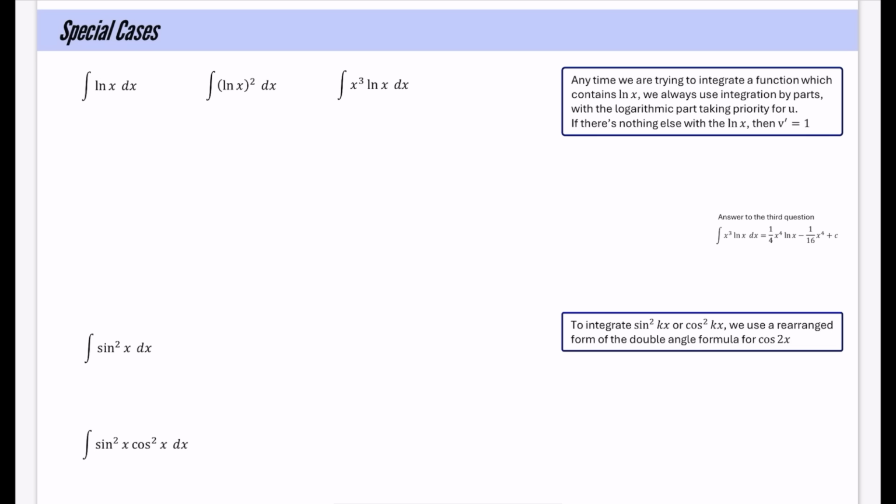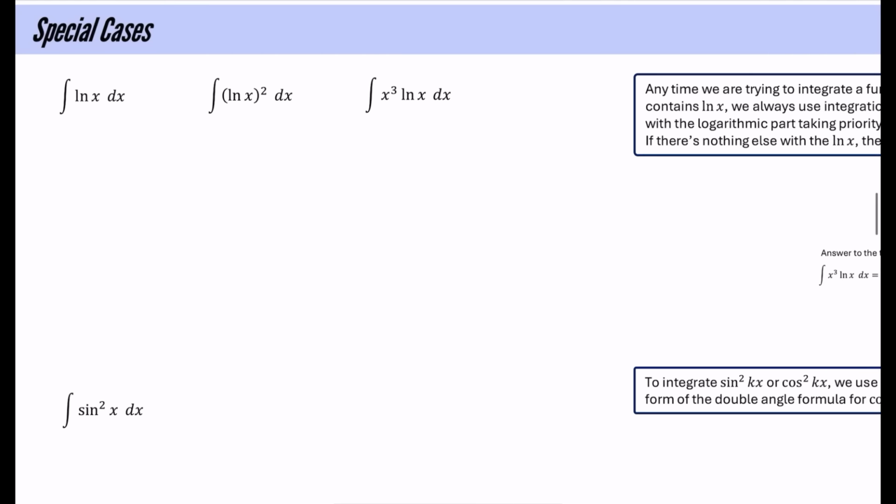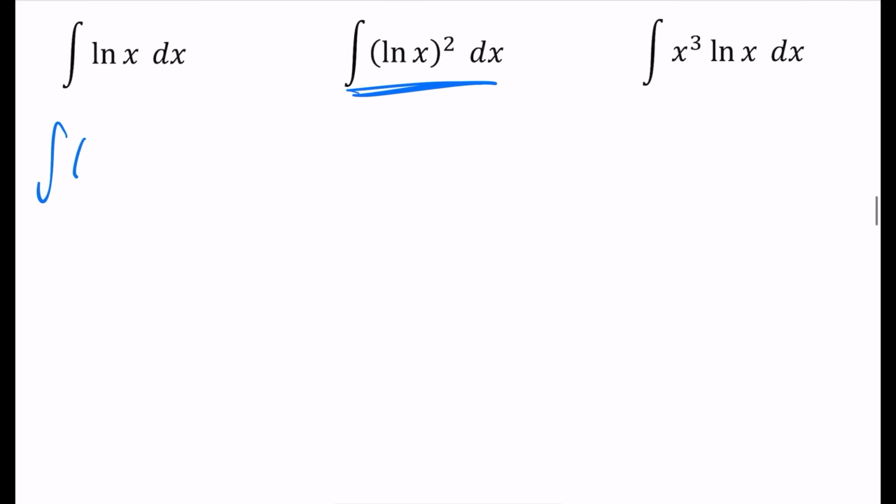Previously, the algebraic part was taking priority for u. If there's nothing else with the ln x, like in this case, then the v dash is going to be equal to 1. Now, I'm going to do this one here. This one actually gets answered as part of this question. And this one, if you want to try it yourself, the answer is down here, so you can try it. But remember, u would be ln x. So this is the one I'm going to integrate. I am integrating ln x all squared with respect to x.